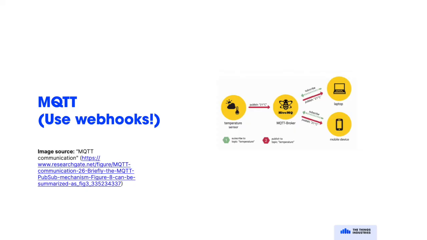The Things stack also has an MQTT server built in, but we recommend using webhooks for future-proof applications. Webhooks are far more scalable and secure. Some legacy applications still use MQTT, so we've kept support for it, but if you're designing your application with the future in mind, use webhooks.